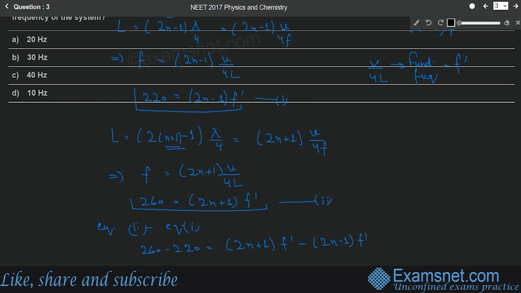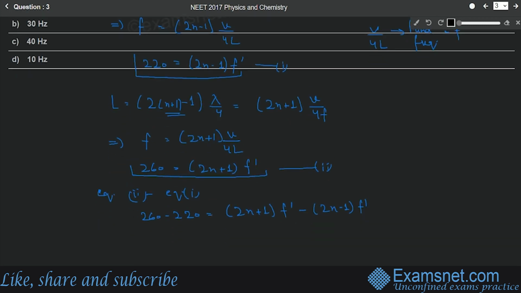Okay, so let's solve it further. We'll take f dash common. Here we get (2n plus 1) minus (2n minus 1), right? On opening the bracket it will be plus 1, and this side 260 minus 220 will be 40 hertz. So 40 equals fundamental frequency into, 2n minus 2n is 0, 1 plus 1 will be equal to 2. Okay, so 2f dash is equal to 40.